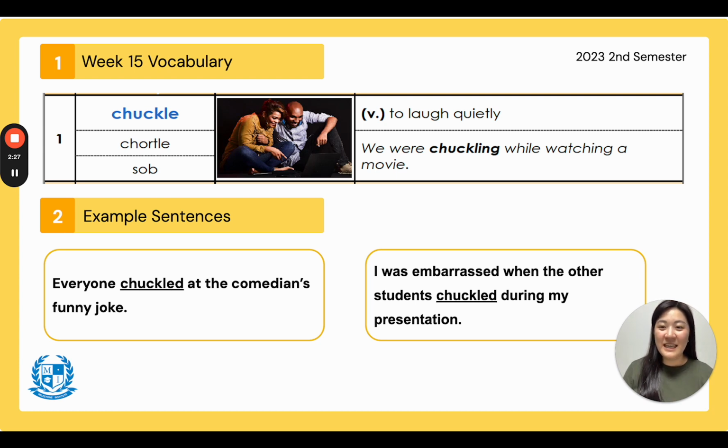Very good. Example 1. It says, everyone chuckled at the comedian's funny joke. Again, this is another word for laugh. So as long as you remember that chuckle means laugh, you can make a lot of different sentences. And example 2, I was embarrassed when the other students chuckled during my presentation. I wouldn't feel very nice if other students were chuckling during my presentation. So remember, when you're the audience for someone's presentation, we must be respectful and quiet. Okay? Everyone say chuckle.